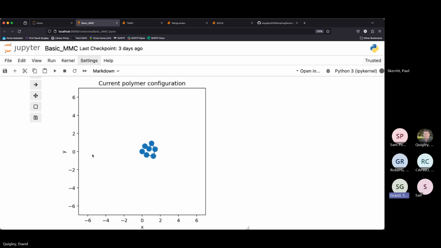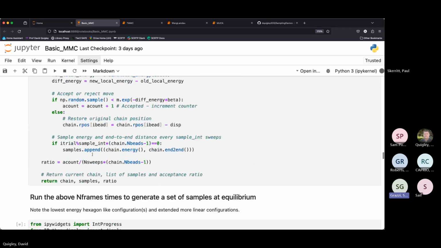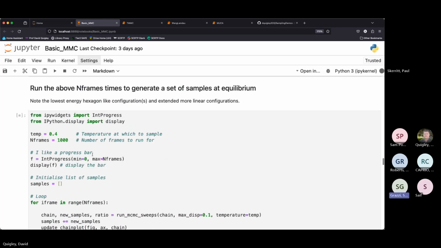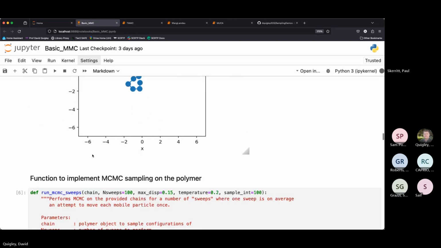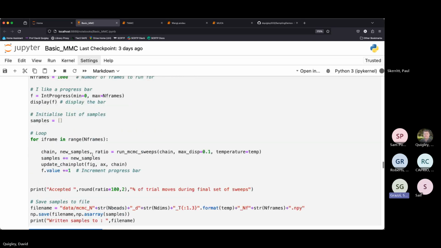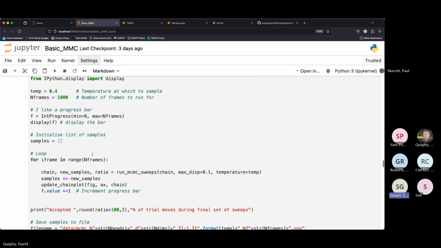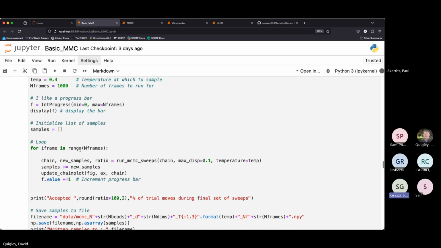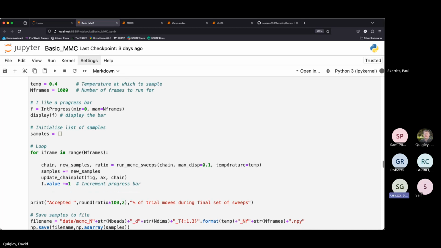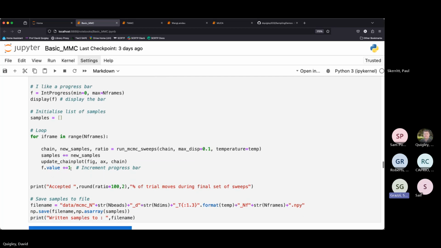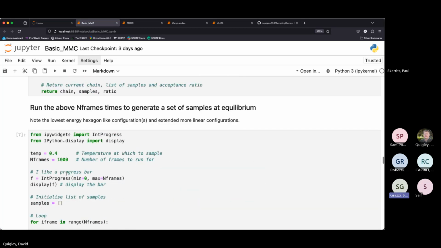It wobbles about and samples various configurations. I'm running this at a particular temperature. I forget what temperature I'm running it at. 0.4. So that's nearly finished. All I'm doing is, for every frame in the animation, I've done 1,000 frames, I run my MCMC routine with a maximum displacement of 0.1, in arbitrary distance units that don't really matter, at this temperature, accumulating the samples and updating the plot.